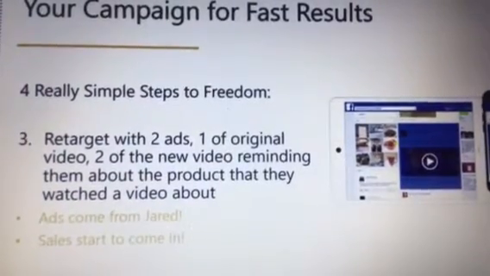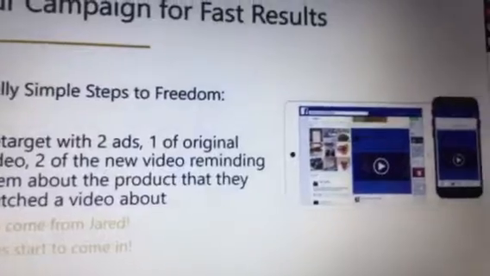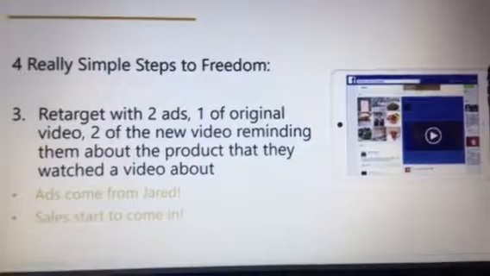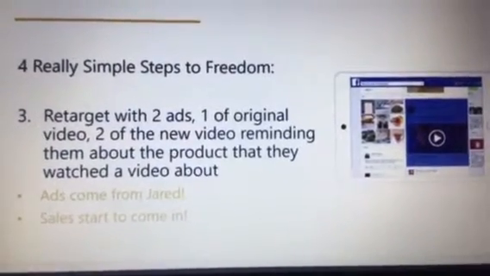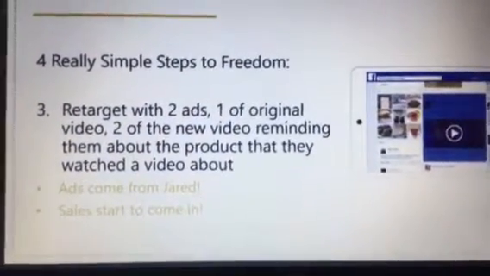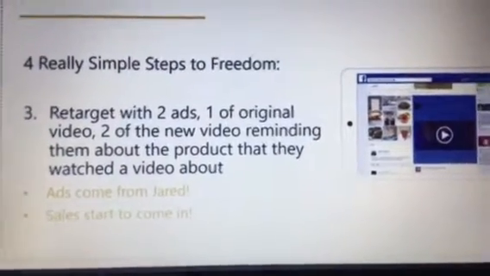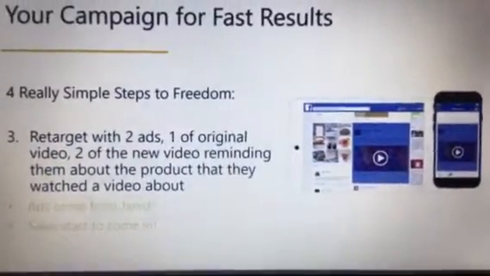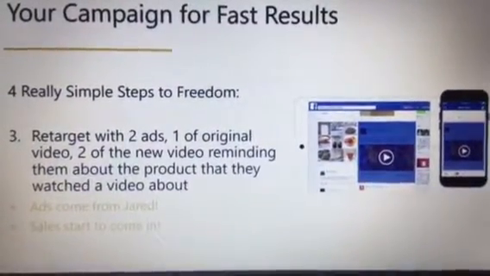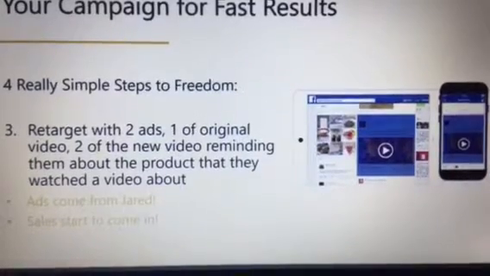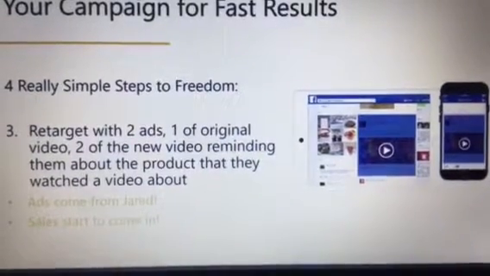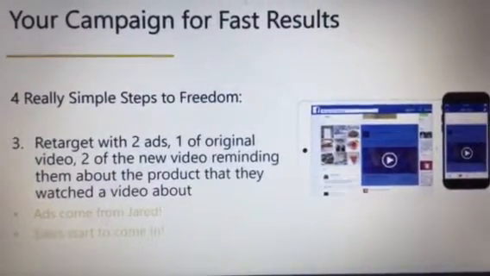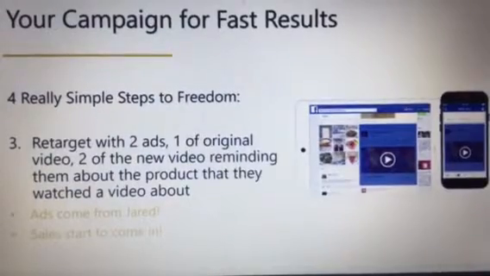Step number 3, we're going to retarget with 2 ads. One of that original video and 2 of a new clip man for that, reminding them about the product that they watched the video about. And you've got these creatives also in your members area, the ads that people are using. But explain to me, Jared, in step number 3, what's happening. So people have watched the viral video, that's engagement campaign. We're retargeting people that watch, say, 10 seconds, 95%. What are we doing? We're going to retarget them with what type of video? How simple is that video? Is Clipman enough? And how is that going to create sales?